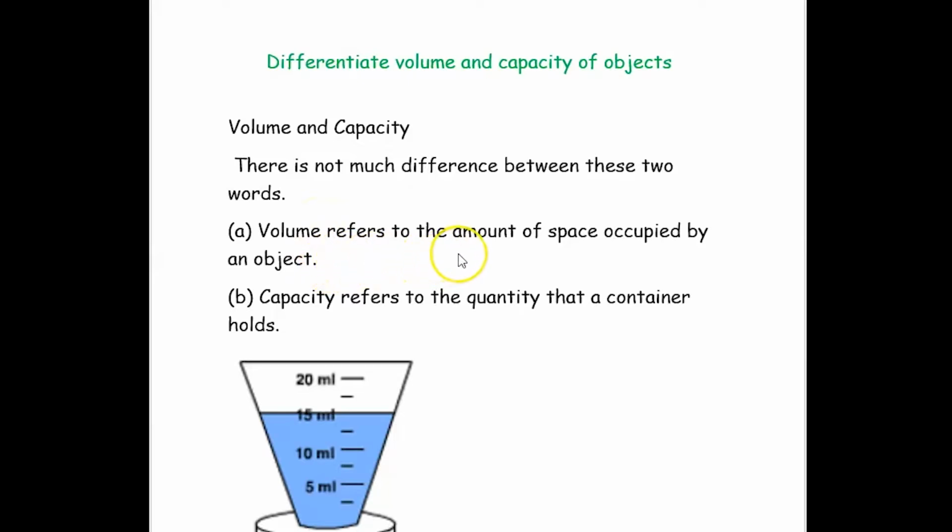Volume refers to the amount of space occupied by an object. If you keep an object, the space occupied by the object, we will call it volume. Capacity refers to the quantity that a container holds.